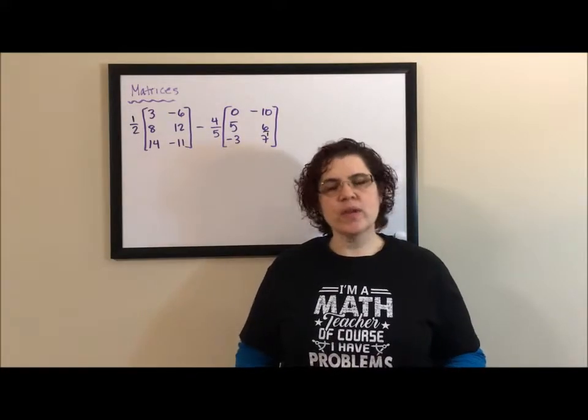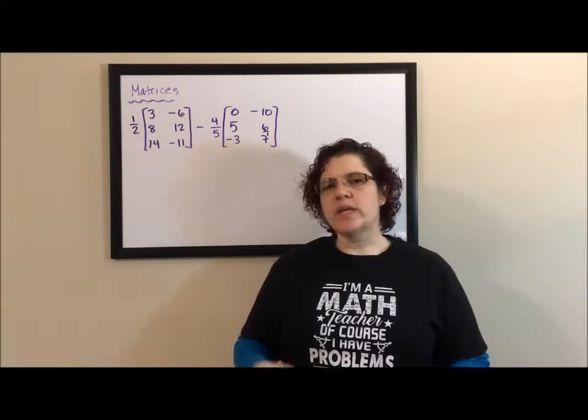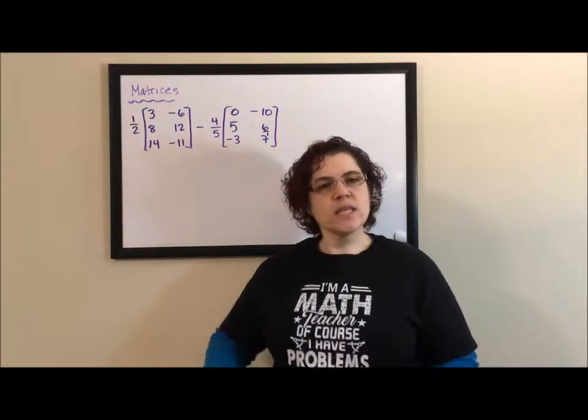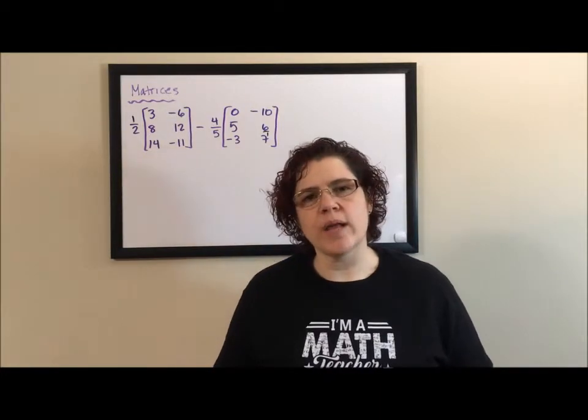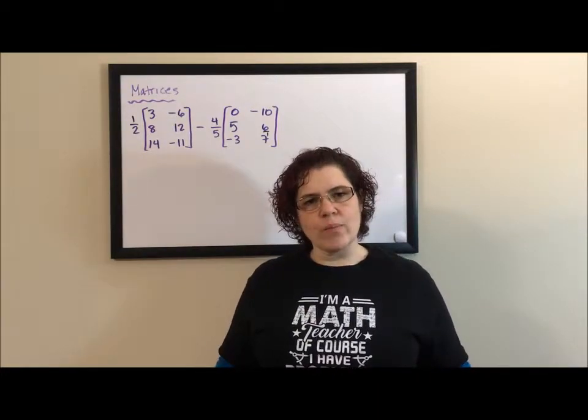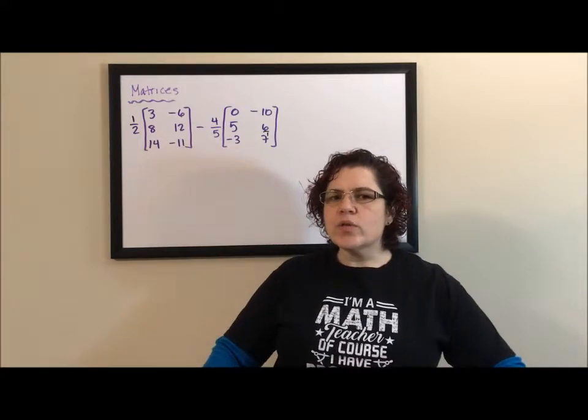Today I'm doing a series of videos on matrices, specifically adding, subtracting, and multiplying. In this video, I have a subtraction problem, but each of my two matrices has a scalar multiplier. The scalar means it's just a simple number. I know it doesn't look simple because they're both fractions.